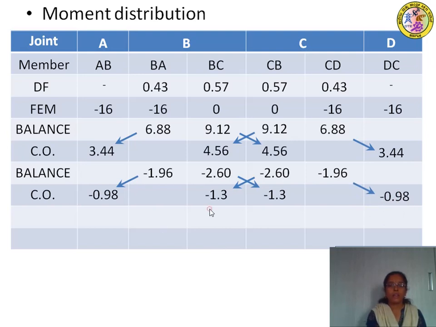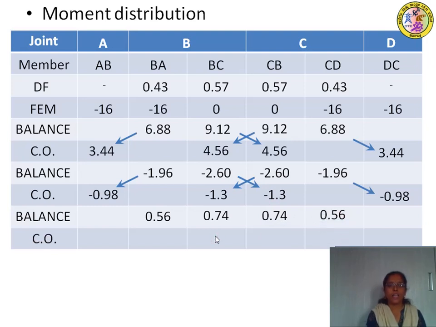Now balancing of joint B and C, it is imbalanced by minus 1.3. Both are imbalanced by minus 1.3. Therefore we have to balance them by applying plus 1.3. So 1.3 into 0.43, 0.56, 1.3 into 0.57, 0.74, for CB 0.74, and that for CD 0.56.